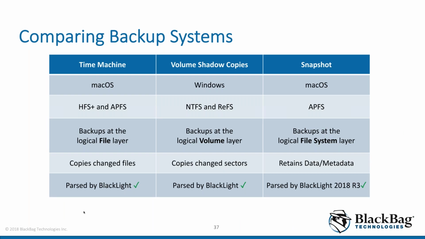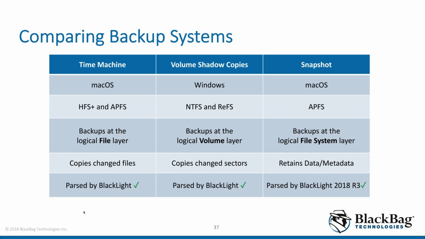So in review, we talked about three different backup solutions. We talked about Time Machine for Mac OS, Volume Shadow Copies for Windows, and Snapshots for Mac OS, and which file systems they work for, a little bit about how each of them works. Time Machine is at the file level, volume shadow copies at the volume level, and APFS snapshots are built in at the file system level. And we talked a little more in depth about APFS snapshots. And any one of these you can parse in Blacklight.